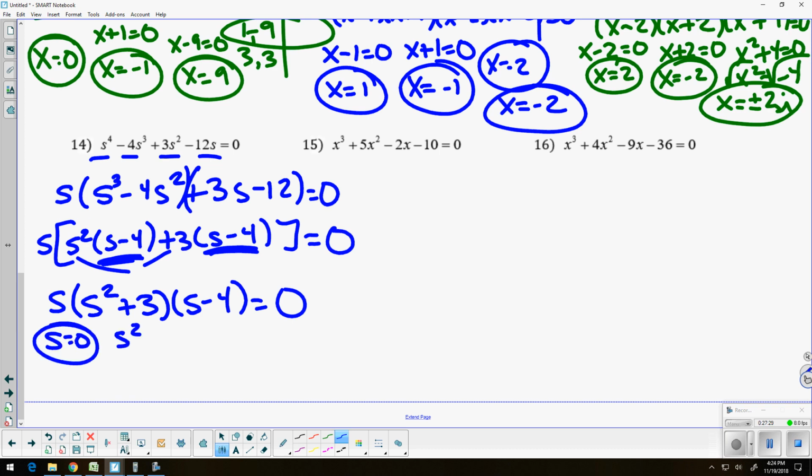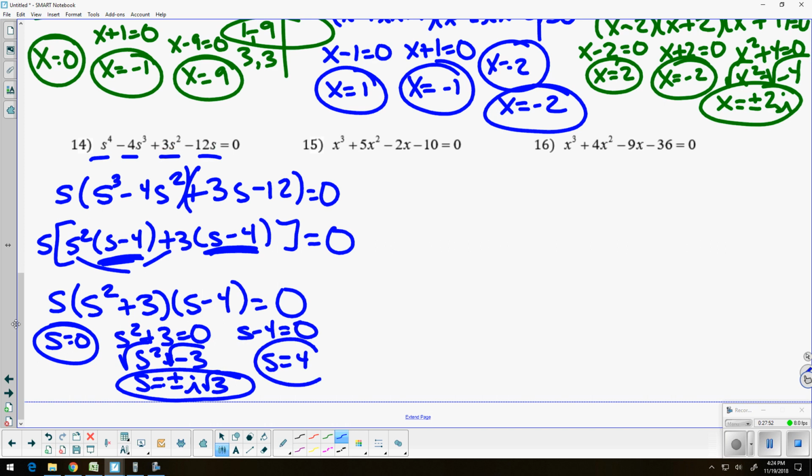Set s squared plus 3 equal to 0. So again, square root property, just subtract the 3, square root it. S would be plus and minus i square root 3. As far as simplifying, just take the i out, friends, since it is a negative underneath the square root. And then you still have a square root of 3 left over. And then setting s minus 4 equal to 0, just add the 4. So you get positive 4.